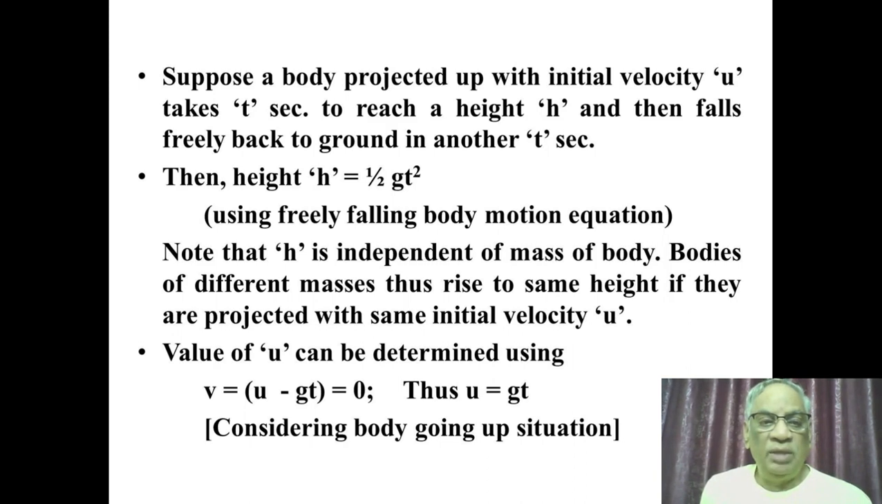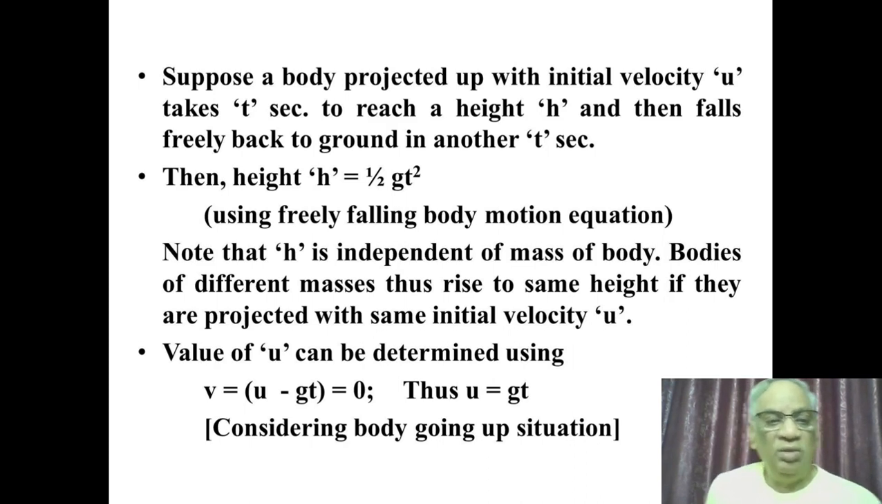And then suppose a body is projected up with initial velocity u, takes t seconds to reach a height h, then falls back in another t. As you were told, time of ascent is equal to time of descent. So it takes the same time t for going up and coming down. Then the height can be taken as half g t square using the freely falling body motion equation. That is, as if it is falling freely from the maximum height, initial velocity is 0, so you get u t plus half g t square, u is 0, so you get half g t square. If t is known, or even if the time of ascent is known, the height can be calculated from the falling condition.